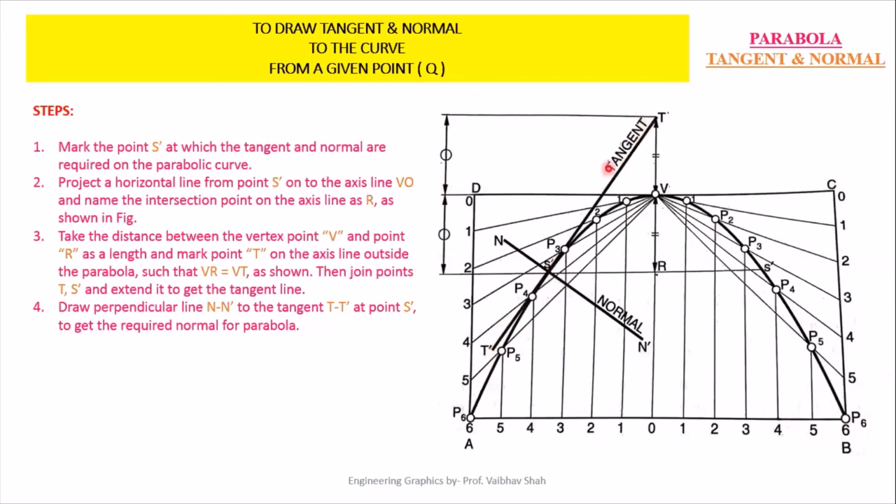This line is nothing but your TT dash line, which is also known as the tangent to the curve. After getting this tangent, draw one line 90 degrees to this tangent line from your point S dash and mark this line as N dash, which is your required normal. As we can see, the distance of your point below your vertex point, you take the similar distance above your vertex point. These two distances are equal, and you can easily draw your tangent and normal.